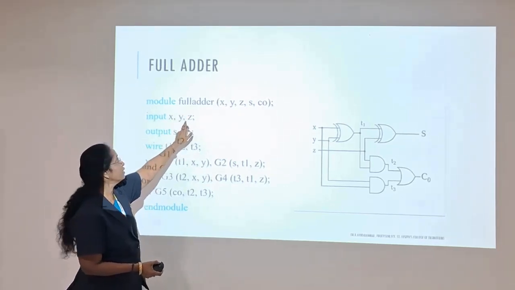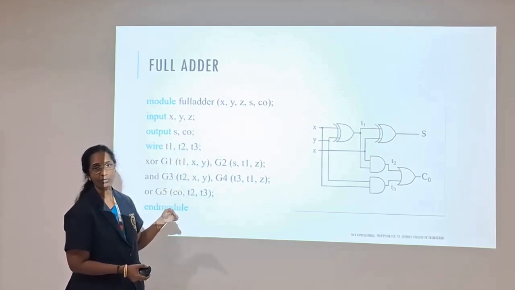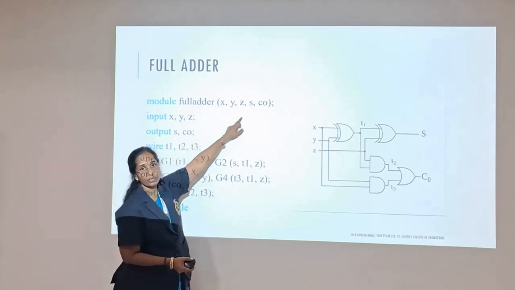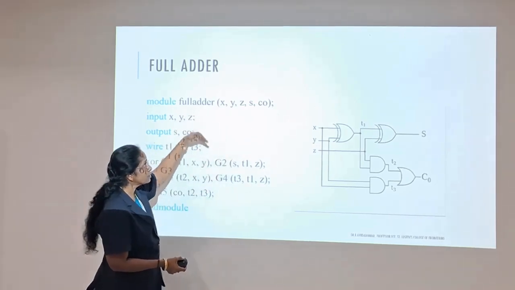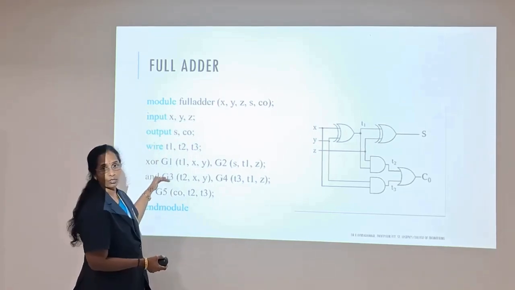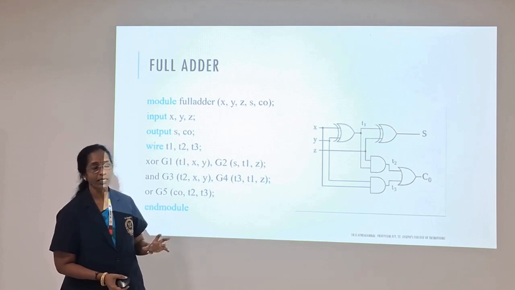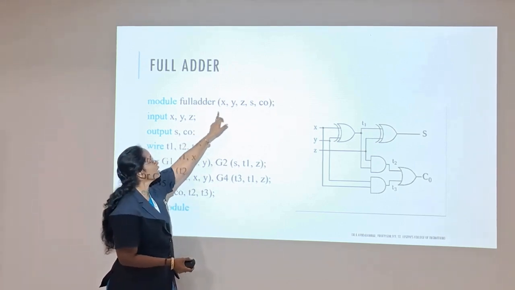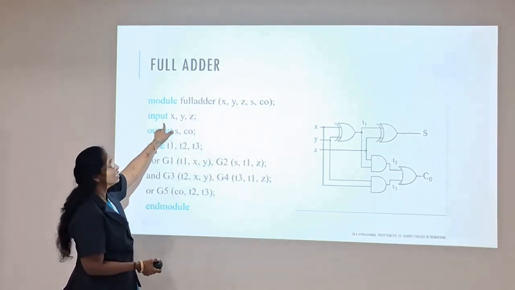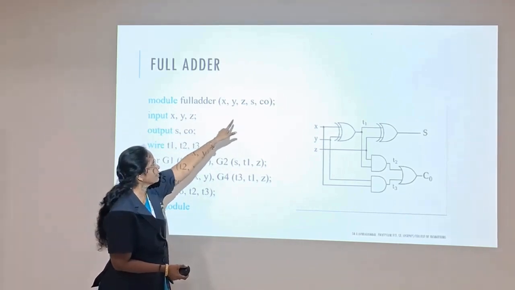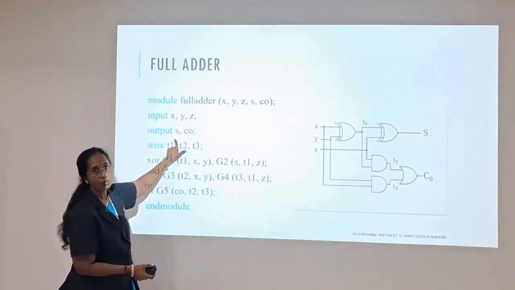Module describes the functional unit of the circuit and what its list of inputs and outputs are. Within the body of the module, you will have the functional description of the circuit. X, Y, Z are the inputs, referred to by the keyword input. And sum and carry, S and C, are my outputs, described by the keyword output.